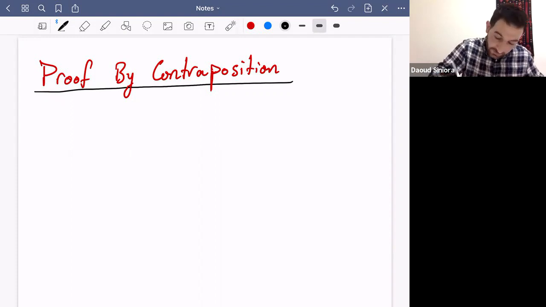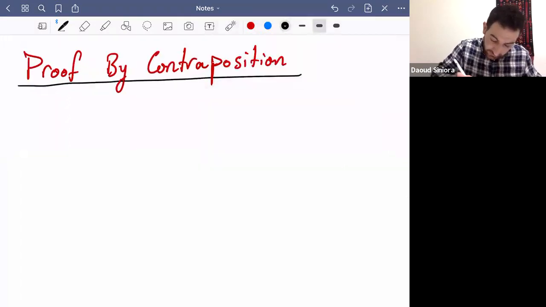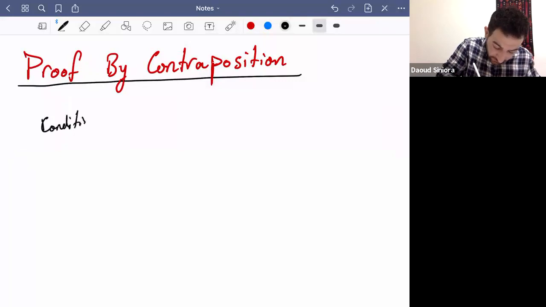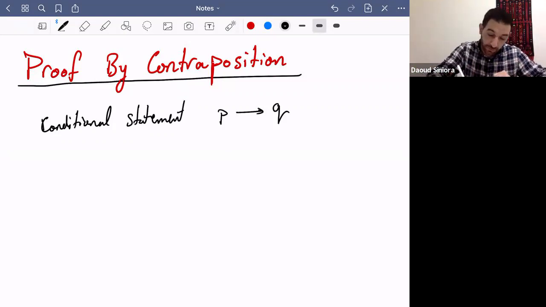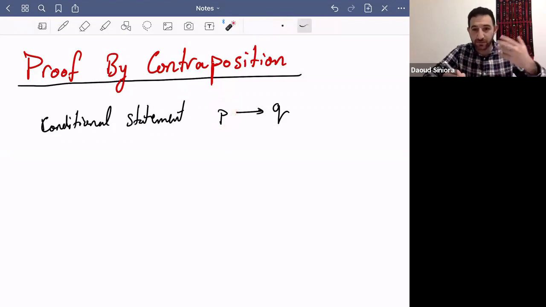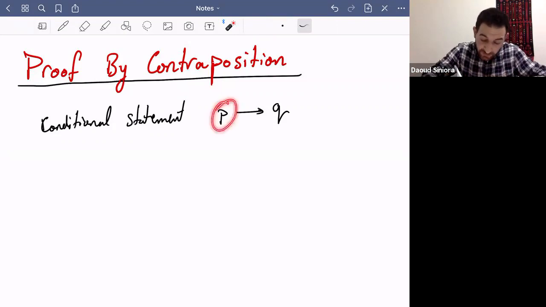So remember, we have a conditional statement, say P implies Q, and the direct proof strategy says to assume the hypothesis P is true, and then use the axioms, the previous theorems we proved, the rules of inference, and the hypothesis P to show that Q must also be true. If we do this, then we prove that the whole conditional statement is true.